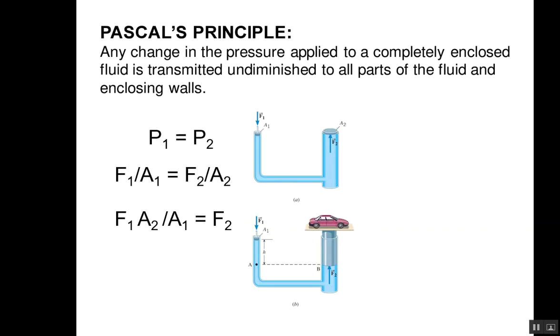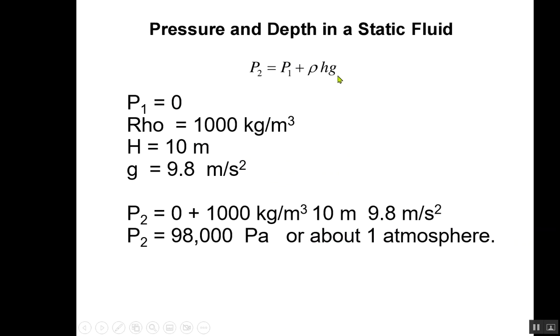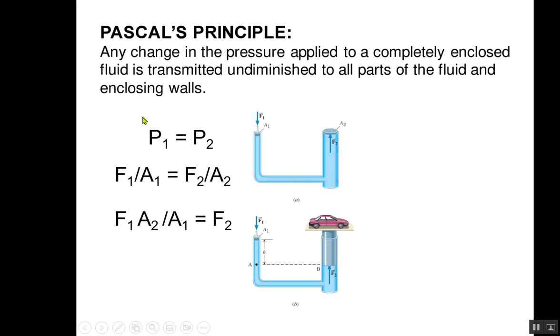Okay. Pascal's principle. This is the principle that lets hydraulics work. Any change in pressure applied to a completely enclosed fluid is transmitted undiminished to all parts of the fluid and the enclosing walls. So if we have two elements that are at the same height, this is just pressure 1 equals pressure 2. There is no potential energy term. Let's go back one. This term right here, this rho gh, is not present. So pressure 1 equals pressure 2.